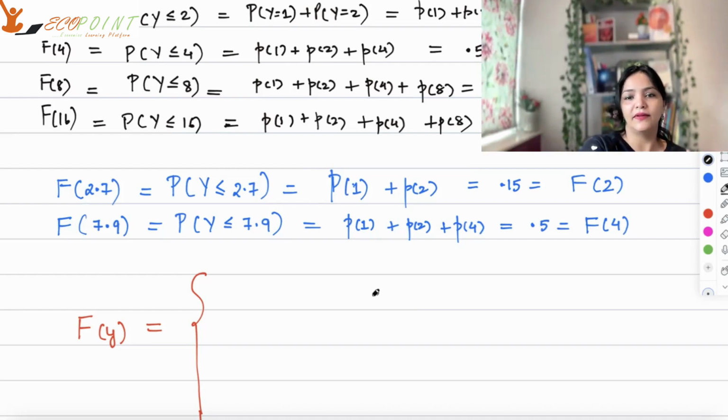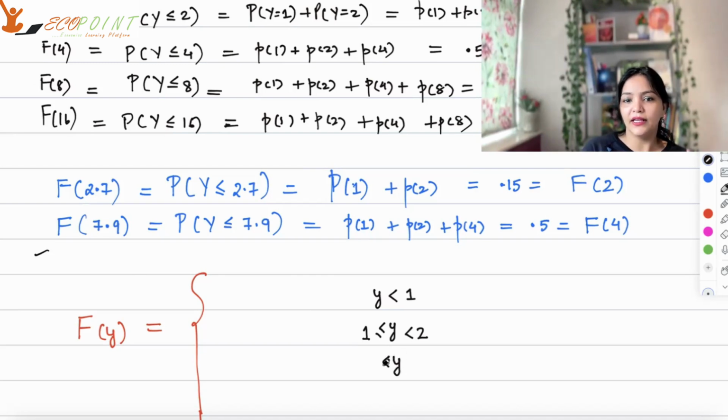So I can divide the values as less than 1. Then another subdomain could be y starting from 1 but going only till 2. Why going only till 2? Because the moment I include y equals 2, the probability will change. The capital F will change. But till 2, it will not change. Why will it not change till 2? For a simple reason, nothing is being added, as you've seen in the examples here.